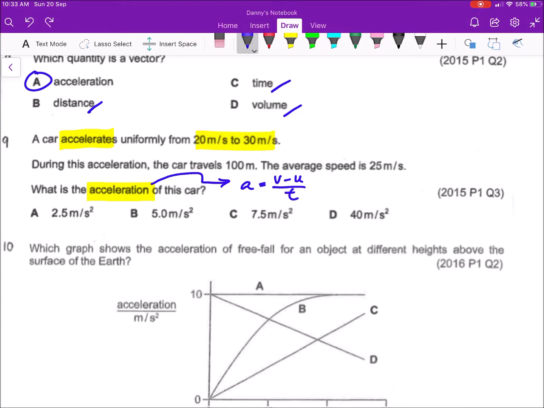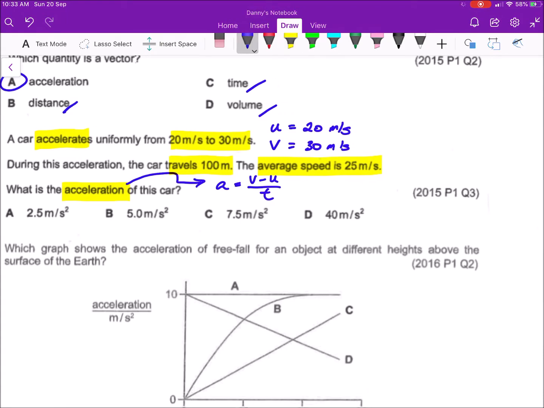So basically they are telling you that at the very beginning, that is the starting speed, it was 20 meters per second, and that the final speed v is 30 meters per second. So they are saying that during this acceleration, the car actually moved 100 meters, and that the average speed is 25 meters per second. So just one look, I can tell you that this particular question is not easy, because you would need to mentally sketch your speed time graph or your VT graph.